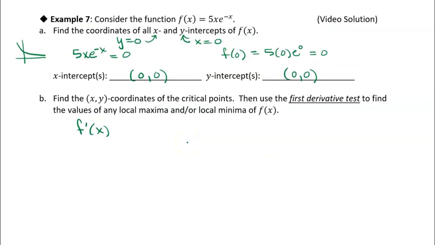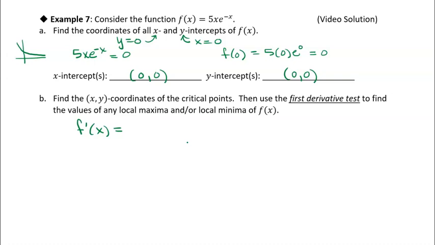We're going to take the derivative of this function. Notice again, we have a product: 5x times e to the minus x. It's really 5 times x times e to the minus x, but I'm going to treat 5x as the first function, and then that is multiplied by e to the minus x. So I need to use the product rule on this one.